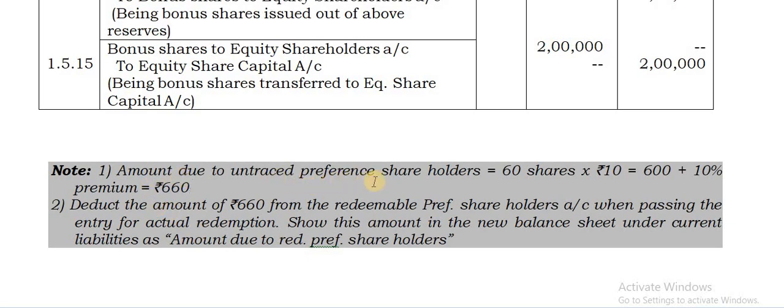So amount due to the untraced preference shareholders is equal to 60 shares into 10 each. So that gives you 600 plus 10%. There is a premium payable on that. So that gives you 660 rupees. Then deduct the amount, the 660, from the redeemable preference shareholders account when passing the entry for actual redemption.